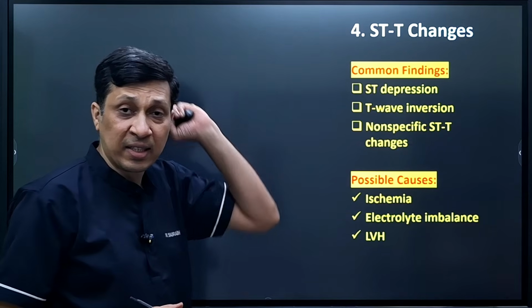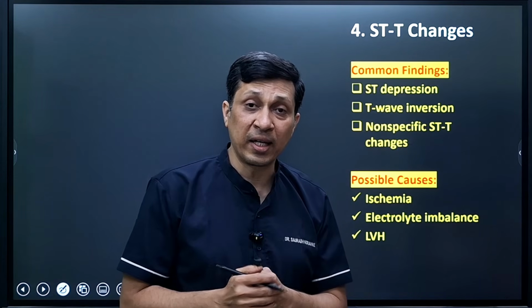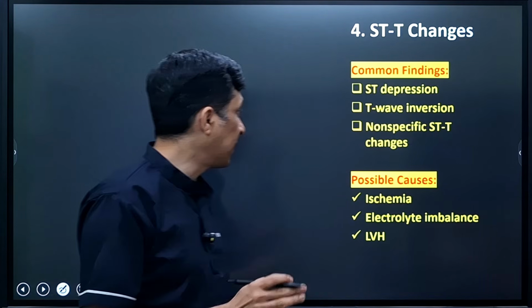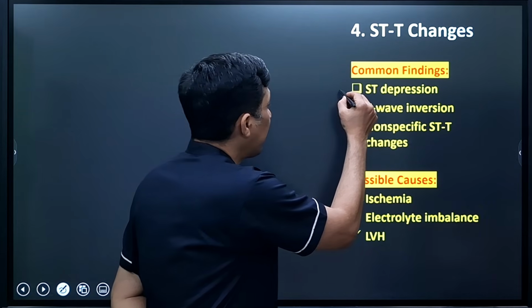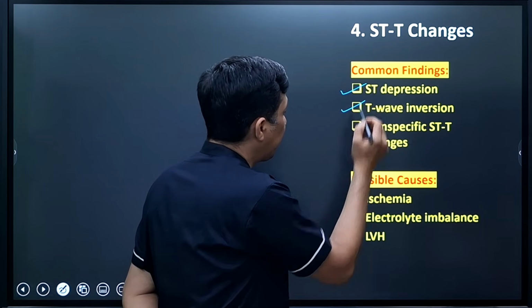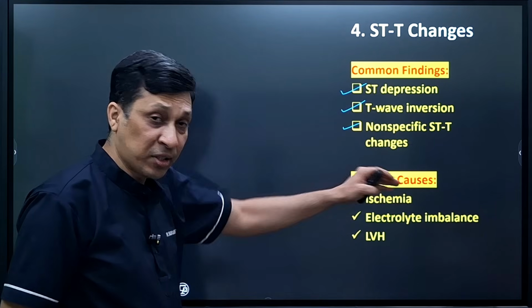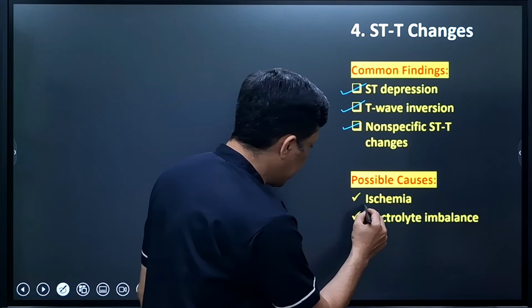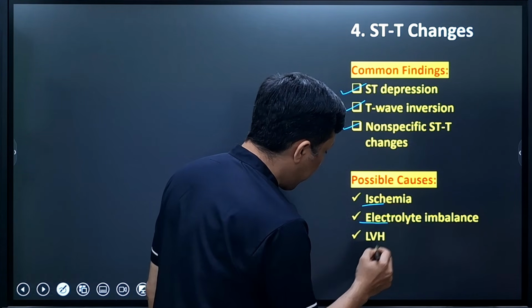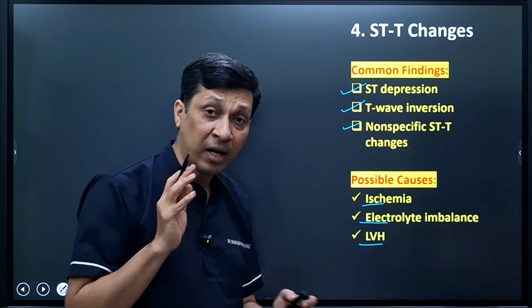Now the fourth ECG that we commonly see in the OPD is of STT changes. The common findings here can be ST depression, T wave inversion, and non-specific STT changes. The causes of these STT changes can be ischemia, electrolyte imbalance, and left ventricular hypertrophy.